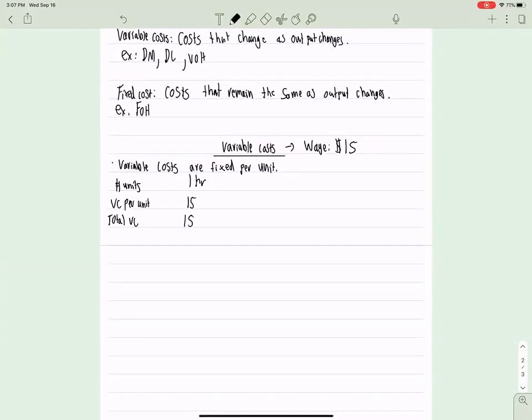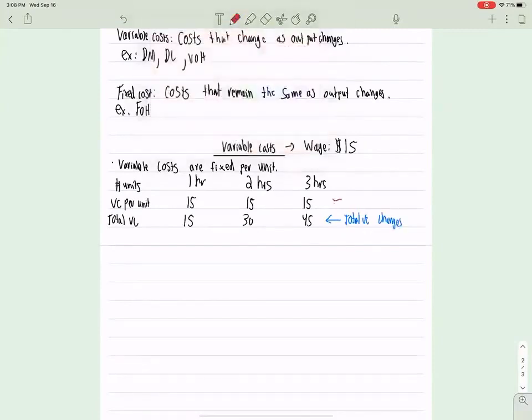All right. Now, let's say you work a second hour. So let's say you work 2 hours. All right. Your variable cost per unit is still $15, right? Because you're paid $15 an hour, but now your total variable cost is $30. Let's say you want to work 3 hours, and I'll go forever until you guys get it. 3 hours, your variable cost per unit, well, your wage is still $15 an hour. Then afterwards, $45 your employer's gonna have to pay you. Does everyone see here? I'll write it out. Total VC changes. VC per unit stays the same. I don't have room to write this, so I'm using bad grammar here. VC per unit stays the same.